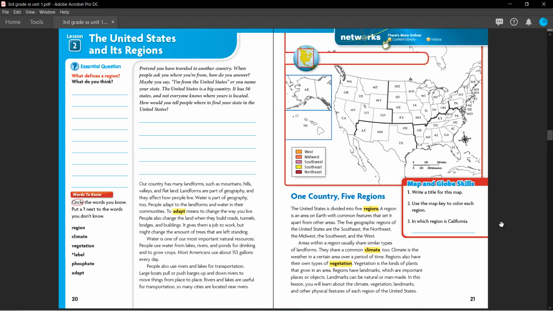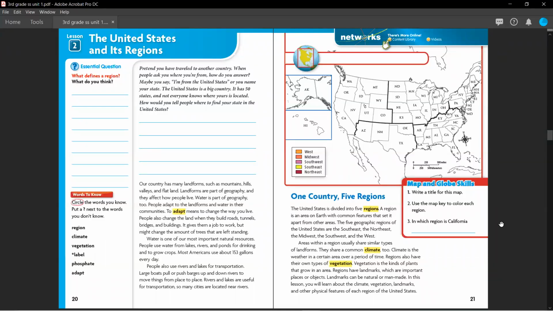We're going to be talking about the different regions of the United States in this lesson. Now, the United States is broken up into 5 different regions that we're going to discuss. We're going to talk about what the climate is like in those regions, what kind of vegetation or plant life there is, things that grow. And we're going to describe some of the resources that we get from those different regions.